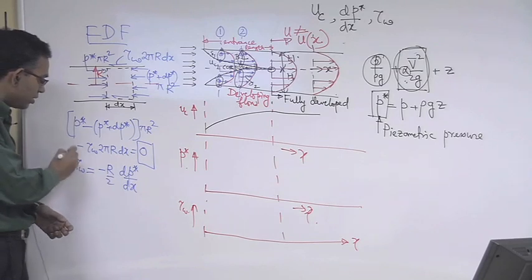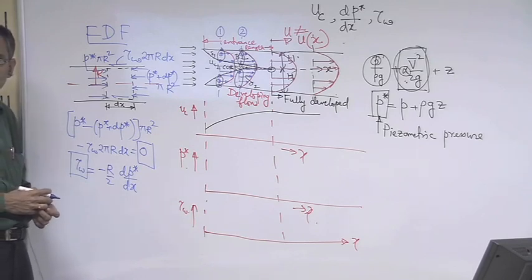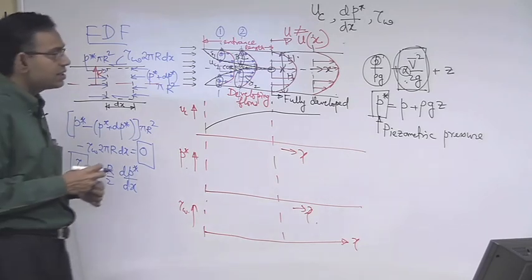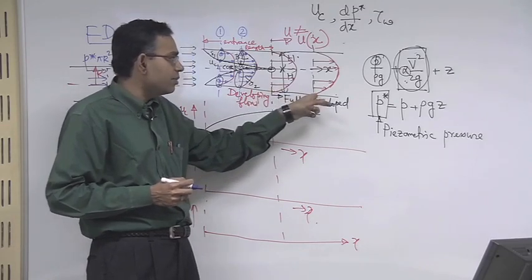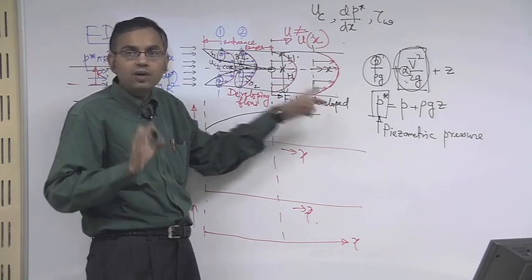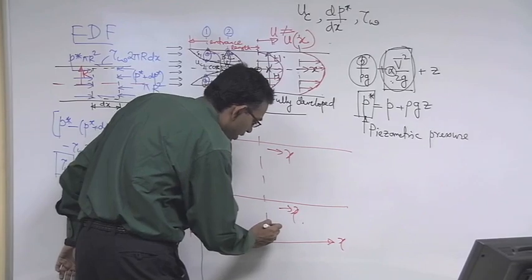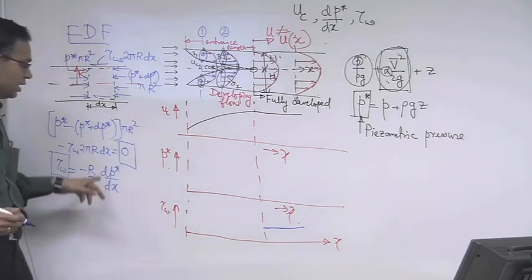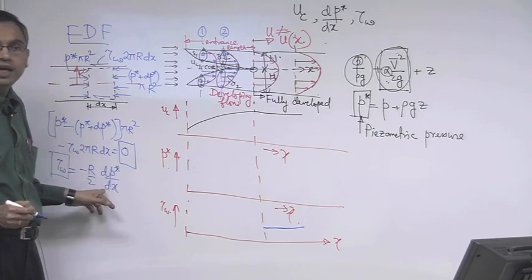Now, from here, can you tell what happens to P star versus x when the flow is fully developed? The question is, how does tau wall vary with x? It does not vary with x, because tau wall is given by the gradient of the velocity profile at the wall. And because the velocity profile is not changing with x, its gradient at the wall is also not changing with x. Therefore, tau wall is constant. So, let us come to this third plot. We have tau wall equal to constant in the fully developed region that we draw. If tau wall is constant, dP star dx is constant, right? That means P star is linearly varying with x.